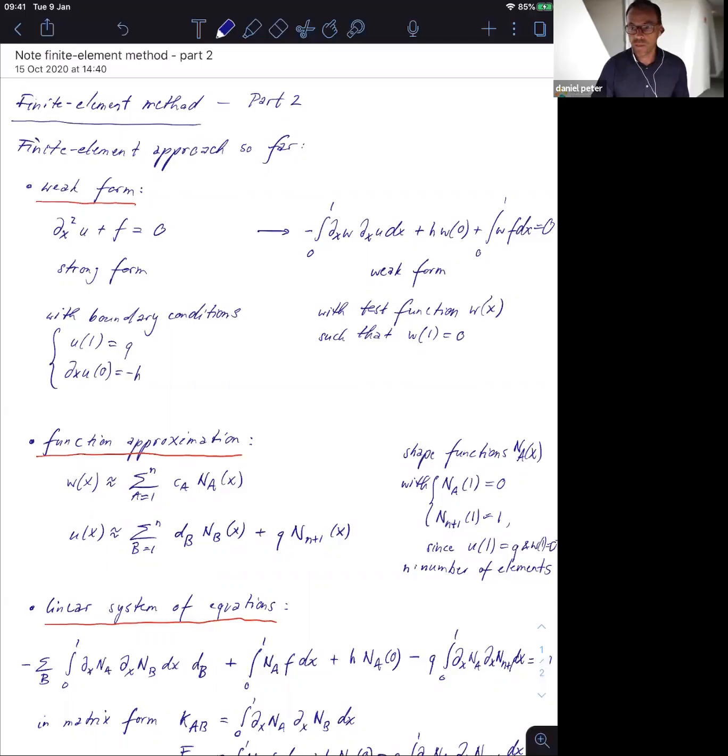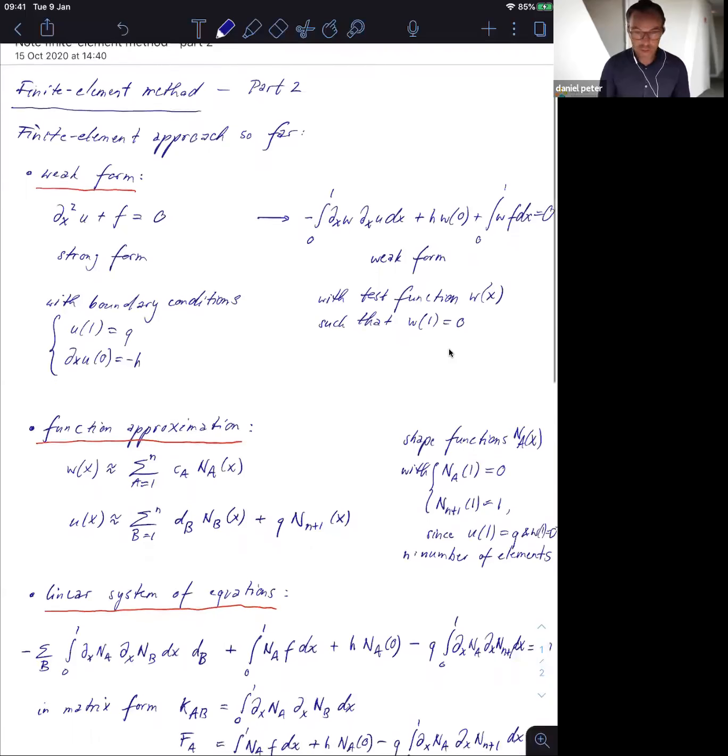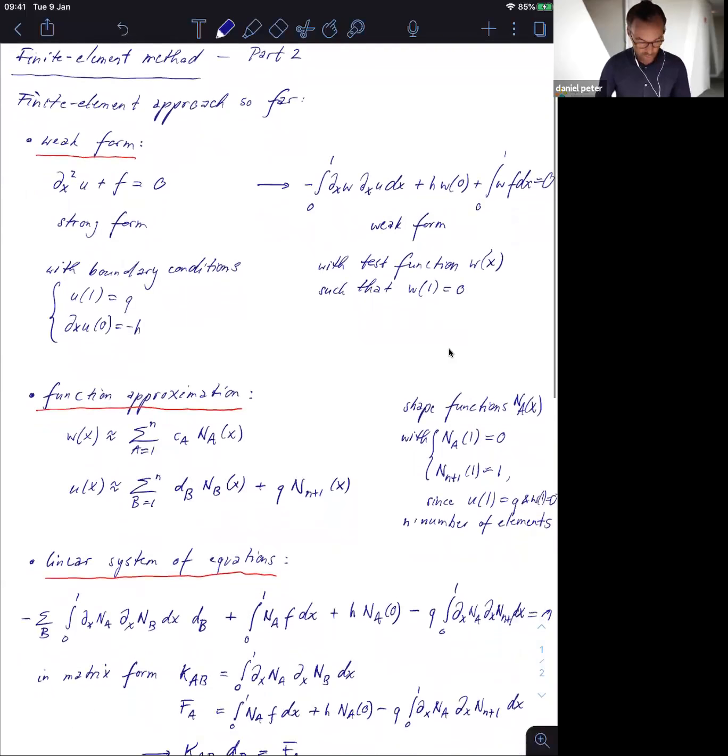So that's the main point from our last lecture, in part 1, about the finite element approach. What we started with is basically putting the equation into a weak form. That's the first step of the finite element approach. Do you still remember what that equation is here on top? This thing here.